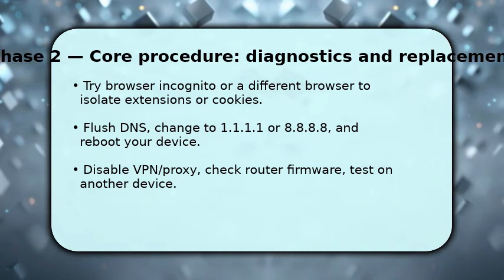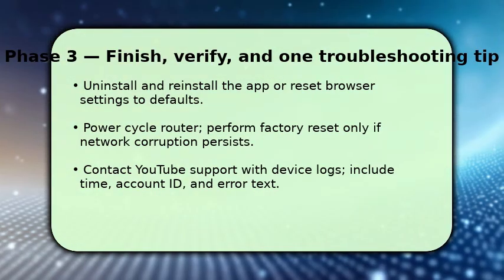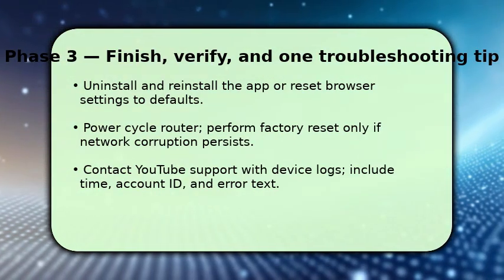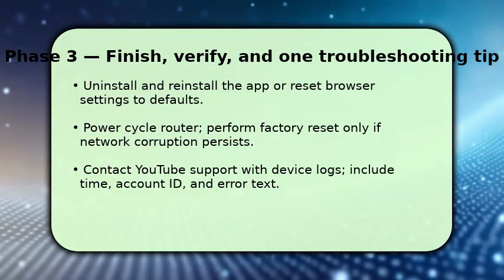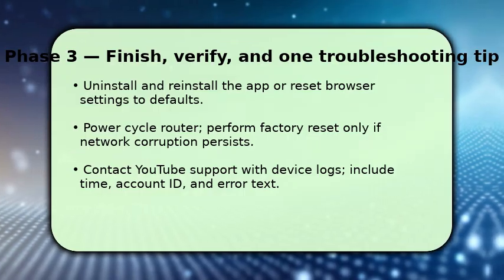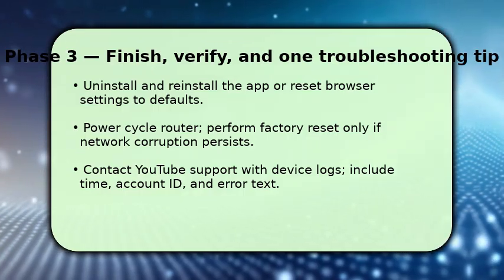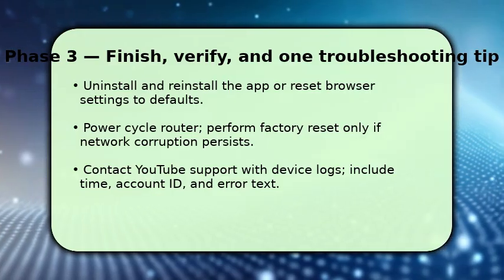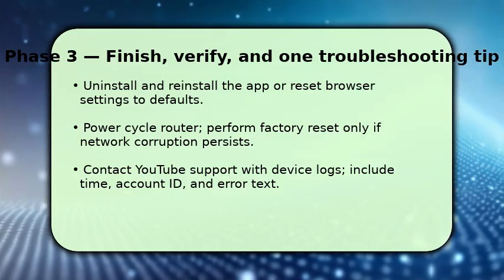To finish, remove app-level corruption. Uninstall and reinstall the YouTube app or reset your browser to default settings. This restores clean configurations. If network issues remain, power cycle the router and only perform a factory reset when you suspect persistent firmware or configuration corruption.